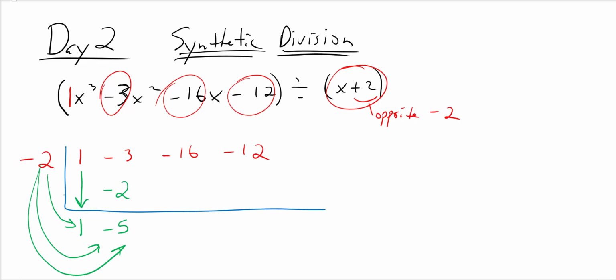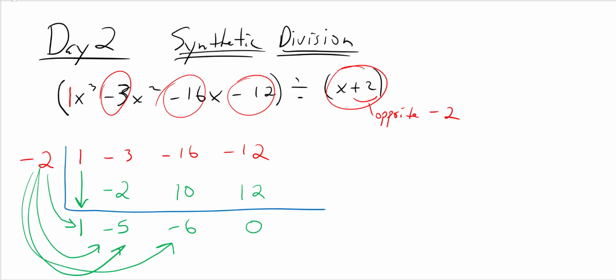So I brought the 1 down. I said -2 times that 1 is -2. And then I combine those together, adding. So -3 minus 2 is -5. That's it, guys. And then we're going to keep going here. So we're going to say -2 times -5 is +10. Okay, then we're going to add these together. So -16 plus 10 is -6. And then you're going to multiply -2 times -6, which is +12. And then I combine those together and I get 0.